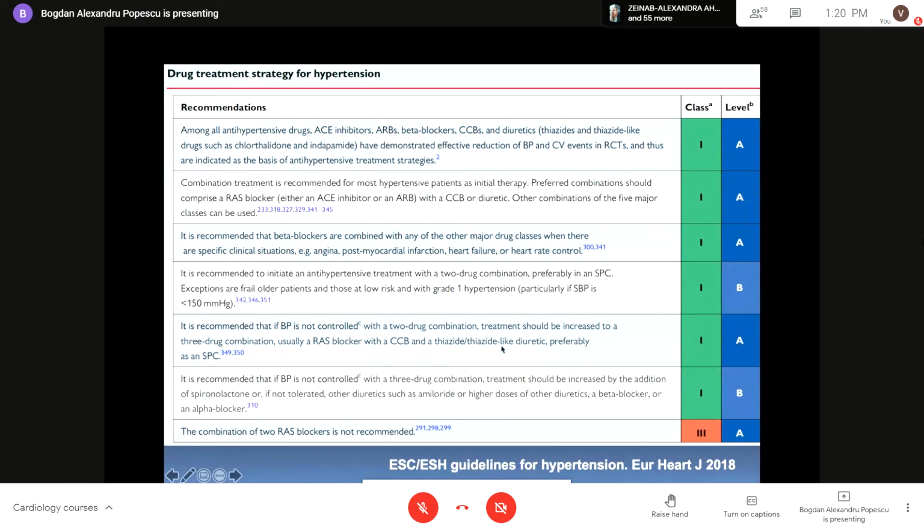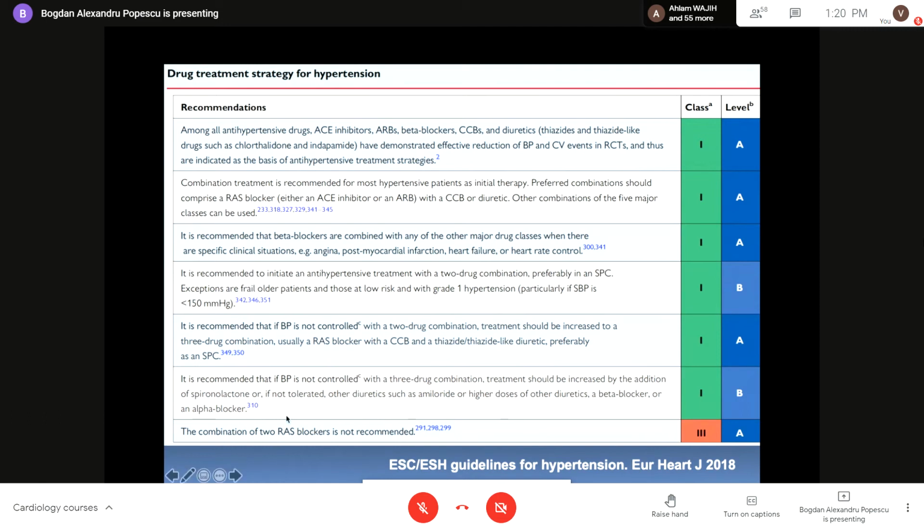And so if blood pressure is not controlled with the 3-drug combination, treatment should be increased by adding spironolactone. That is another principle. Spironolactone is a different type of diuretic, but it has been shown that in resistant hypertension, this may help decrease blood pressure values. And of course, in the end, if you are a general practitioner, you have severe resistant hypertension, you will also refer the patient to the specialized care.